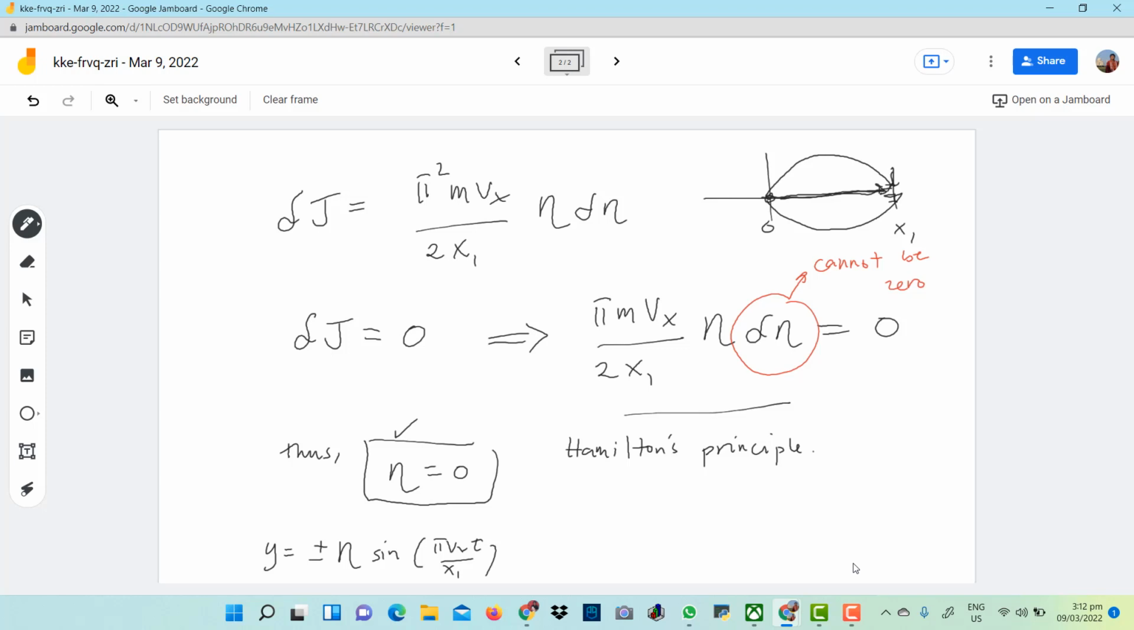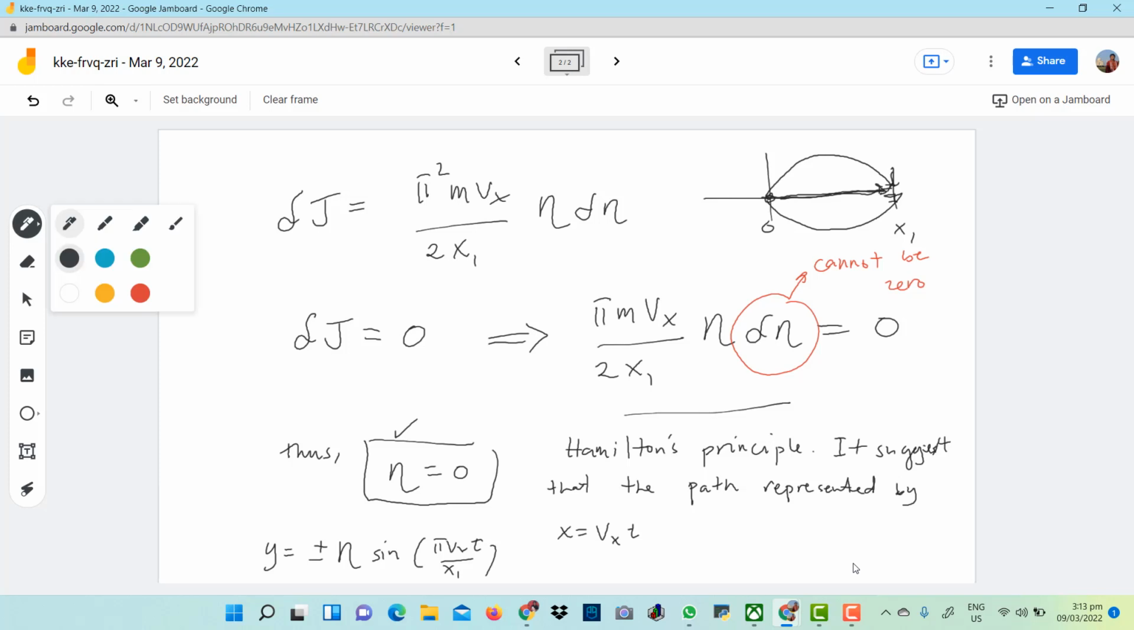It suggests that the path represented is not a sinusoidal function. It is represented by this equation only: x is equal to vx t. This straight line path. So the path taken from 0 to x1 must be a straight line which has an equation x equal to vx times t.